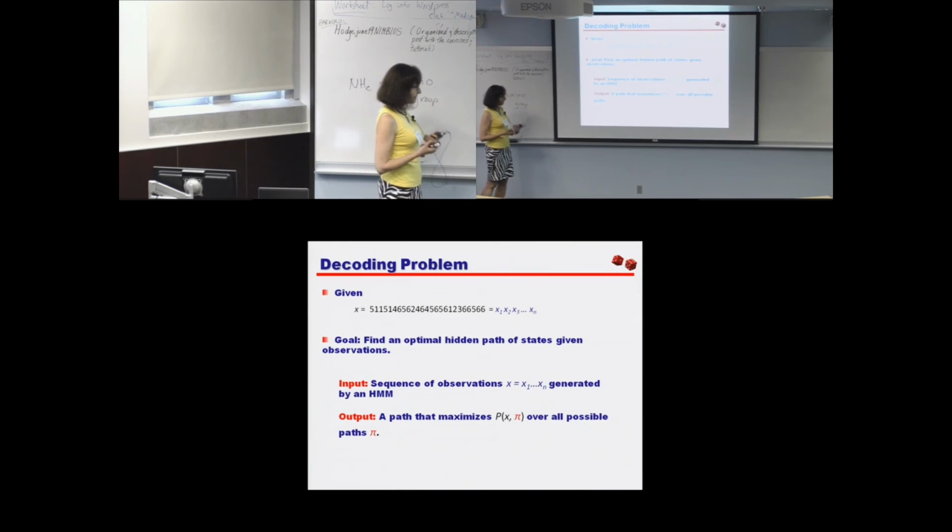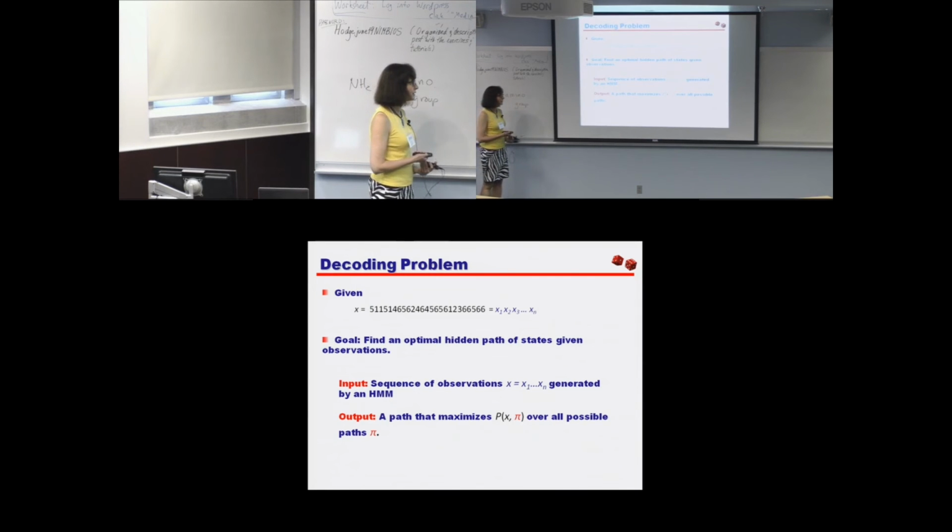Let's just state the problem once again. This is what we want to do. We want to look at X. That's going to be my input. And I want to find a path that maximizes this probability.